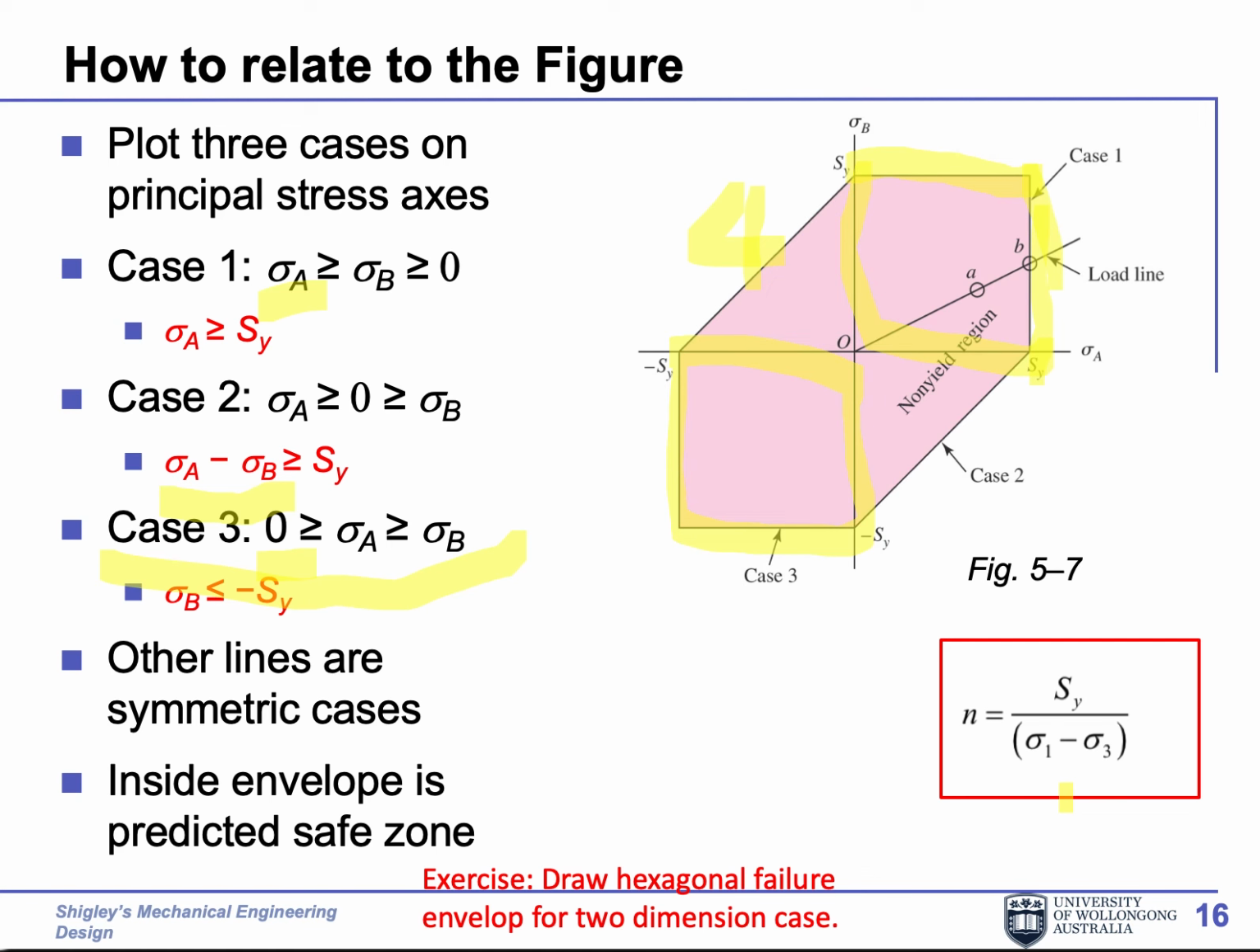You can look at this for comparison with the distortion energy method a bit later. So you can see this is always more conservative. The N we got from the maximum shear stress theory is always a little bit smaller than the distortion energy theory. Sometimes at these corner points it can be exactly the same, but normally a little bit smaller.